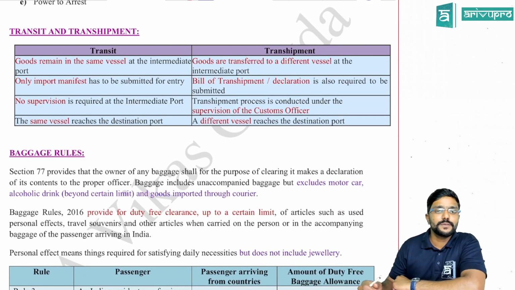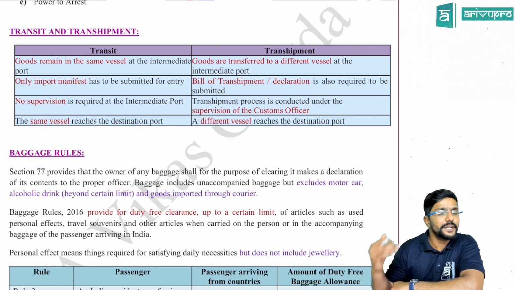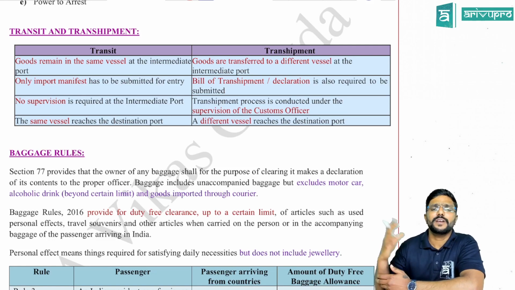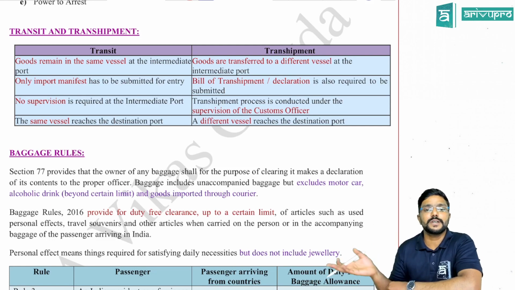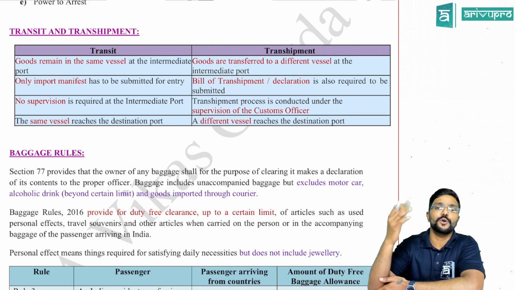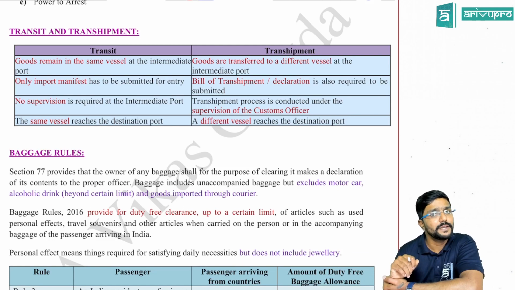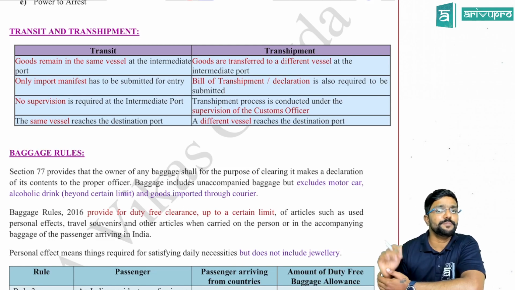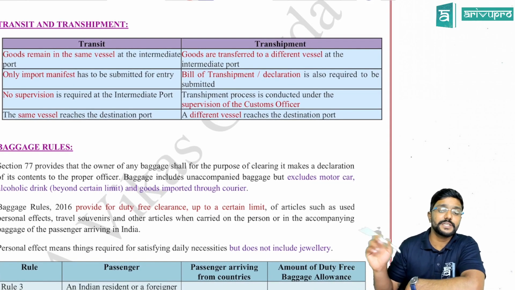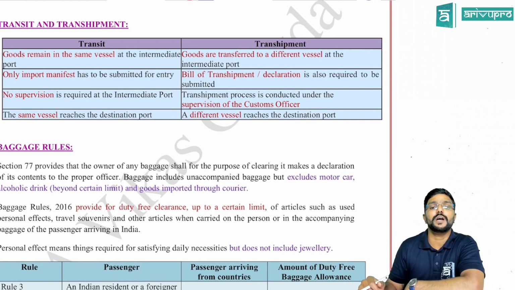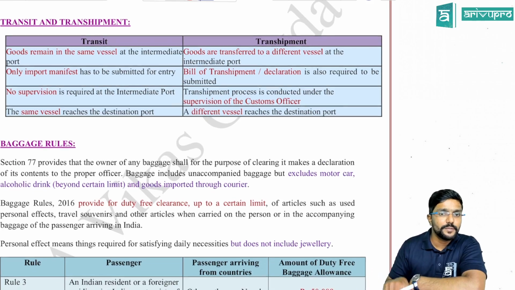In case of transit, goods remain in the same vessel at the intermediate port, and the intermediate port will be an Indian port, or we call it a halting port. Then coming to transshipment, goods are transferred from one vessel to another vessel at an intermediate port, which is an Indian port. Will duty be levied there? No. Only the import manifest has to be submitted for the entry by the person in charge in case of transit, whereas in case of transshipment, along with the import manifest, they should also file a bill of transshipment or declaration in addition to the import manifest.